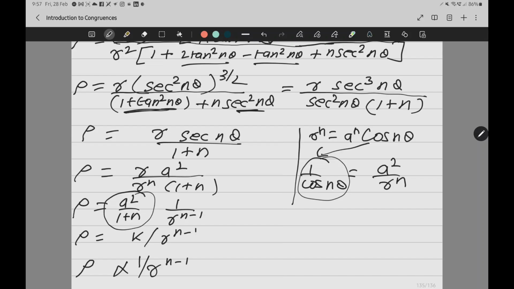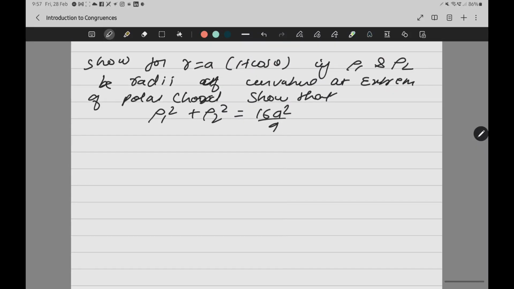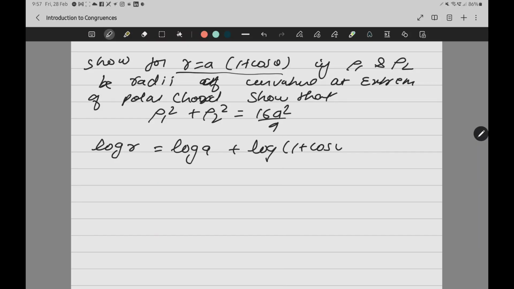Now let's move to the next question. Okay. Let's see this question. So quickly we will do this question now. Let us take log. So log r. First we will just see this question and work for our rho. Then we will see what they are asking. Log r is equal to log a plus log of 1 plus cos theta.